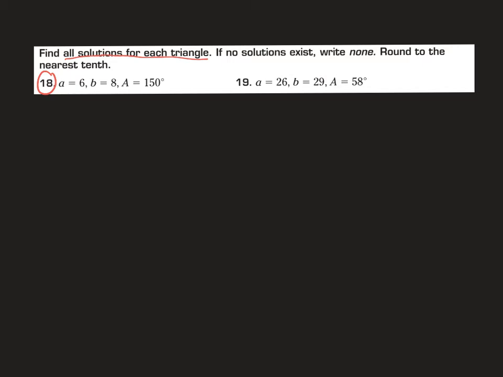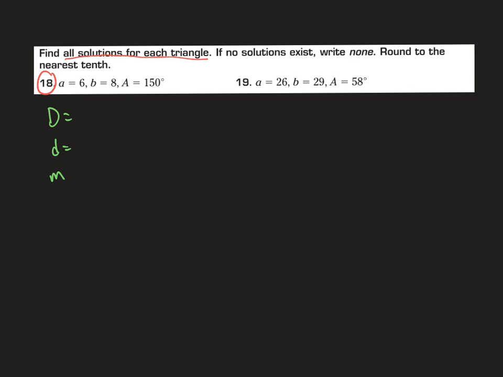Okay, and I'm going to focus on number 18 here. So we're going to start out the same way we did before, so we can run this through the cases and find out how many solutions there are. And if there is 1 solution, we'll find that. And if there's 2 solutions, we have to do both of them. Okay, so I'm going to start by labeling my information the way I did in the other examples.